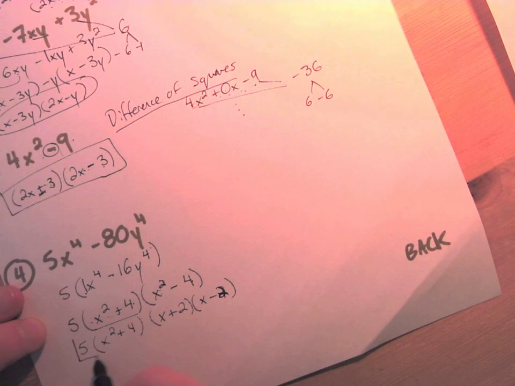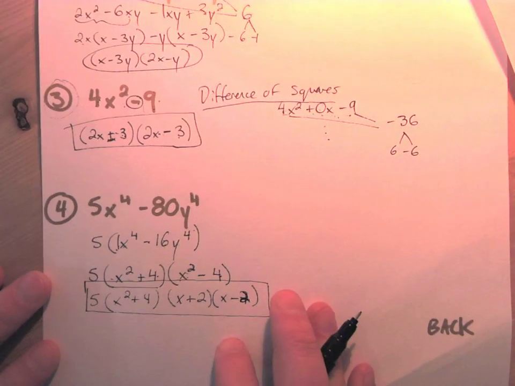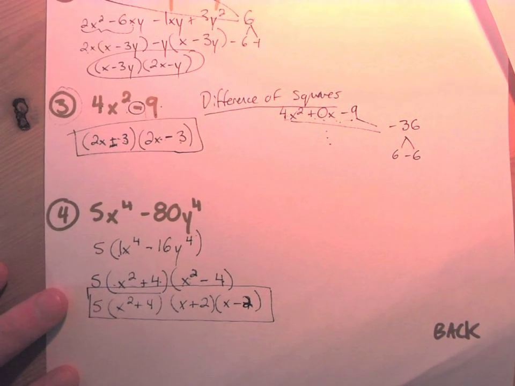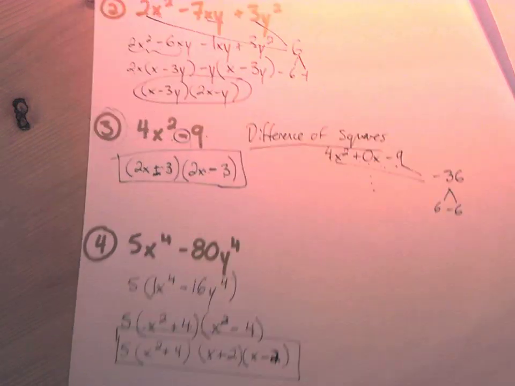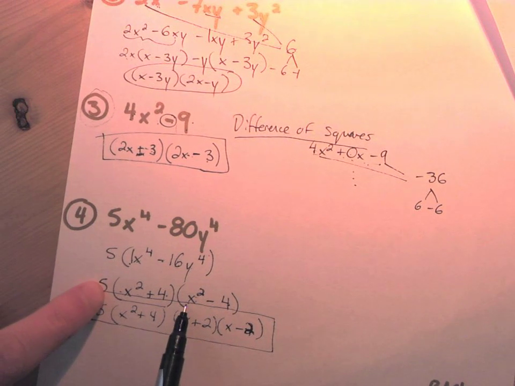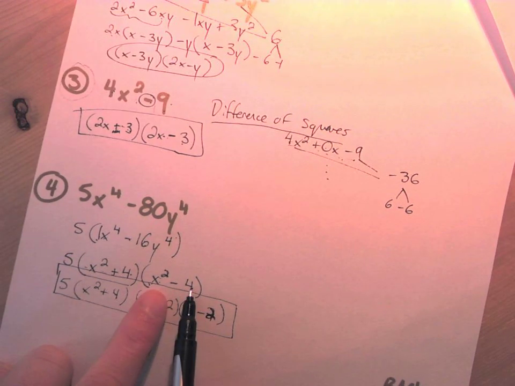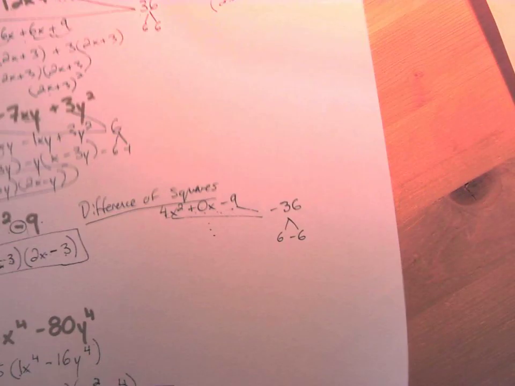So overall, this one can be made into that huge thing, okay? 5 times x squared plus 4 times x plus 2 times x minus 2. All right, so that's a tricky one. You have to take GCF first. You have to notice a difference of squares. Then you have to notice a tricky another difference of squares within there. Okay, now it says back. We got to do one more.